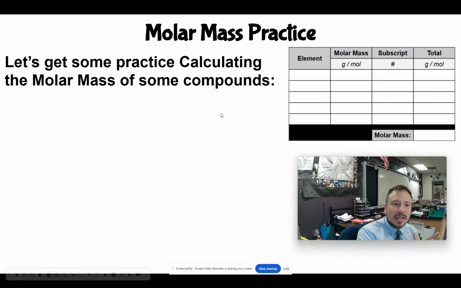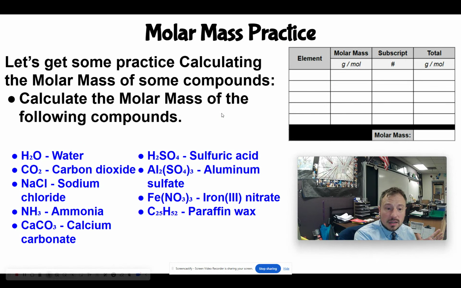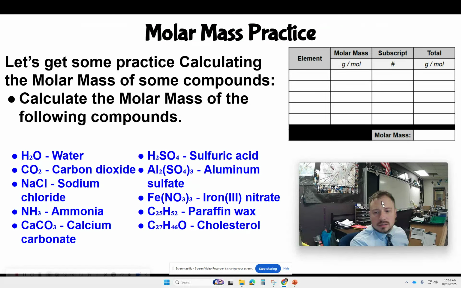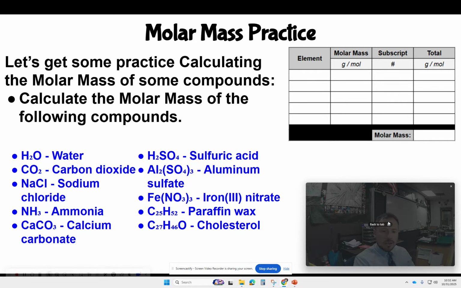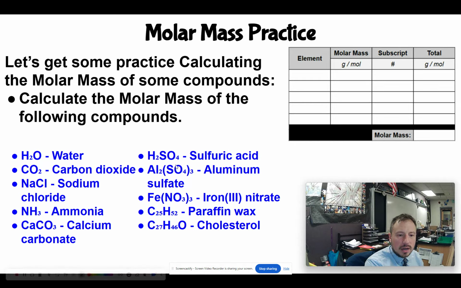So now let's get some molar mass practice on how to calculate the molar mass of certain molecules, right? So I'm going to do probably the hardest one here. I'm going to do aluminum sulfate here, right? And if you can do this one, you can do any of them, right?